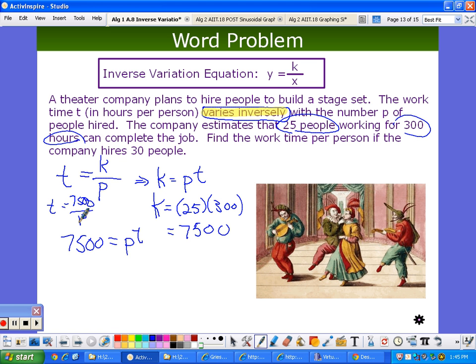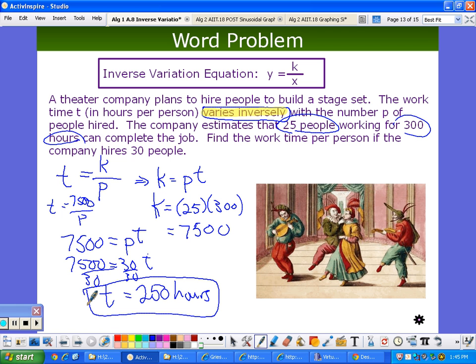Then it says, find the work time per person if the company hires 30 people. Okay, well here's P. 7,500 equals 30 times T. If I want to find T, divide by 30, and T equals 50 hours. So if you add more people, you save time. I actually think the inverse ones are easier than the direct ones because you're multiplying. With the direct, you had to divide correctly, so you have to be really careful. With multiplying, you could go either way, no problem.